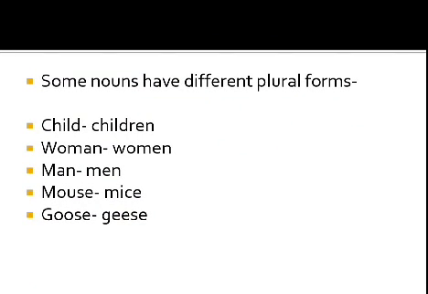Some nouns have a completely different word as their plural forms. Such plurals are also known as irregular plurals. For example, the plural of child is children. The plural of woman is women. The plural of man is men. The plural of mouse is mice. And the plural of goose is geese.